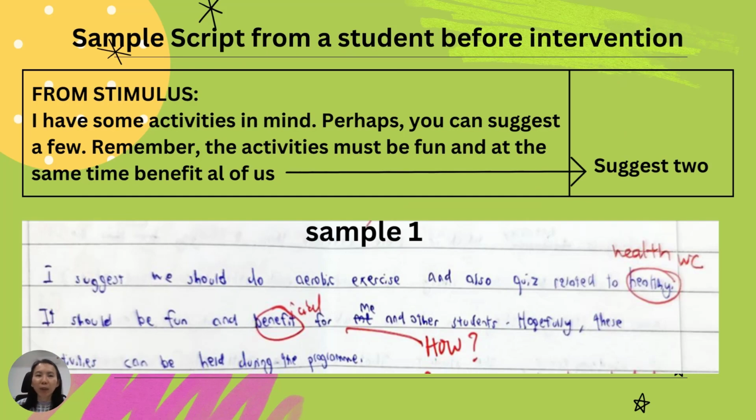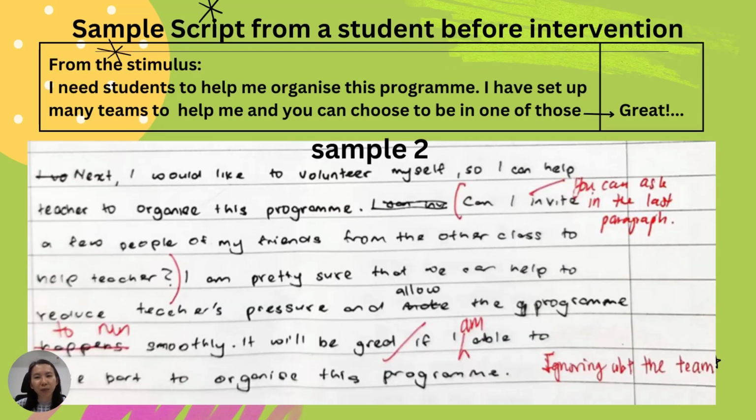Let's look at one sample script. For this excerpt from a script, it shows that this student could give the activities that are related to health but could not elaborate the benefits and element of fun for the two activities. There were many students with similar problems.